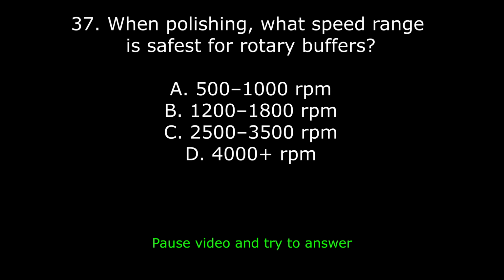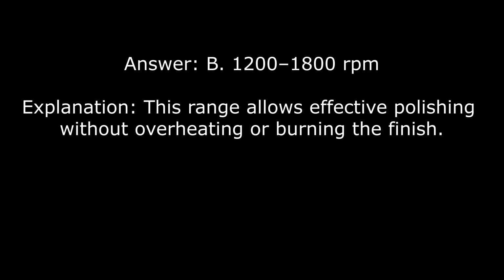37. When polishing, what speed range is safest for rotary buffers? A. 500 to 1000 RPM. B. 1200 to 1800 RPM. C. 2500 to 3500 RPM. D. 4000 plus RPM. Answer: B. 1200 to 1800 RPM. Explanation: this range allows effective polishing without overheating or burning the finish.